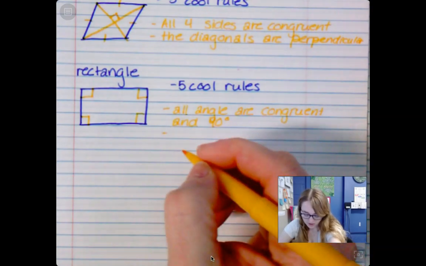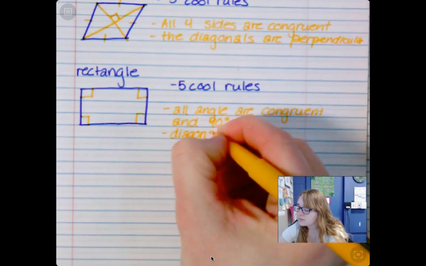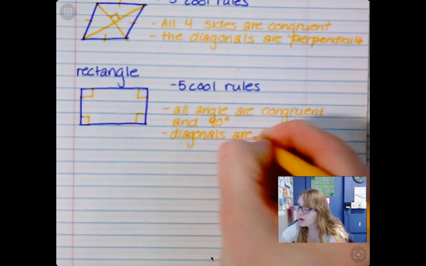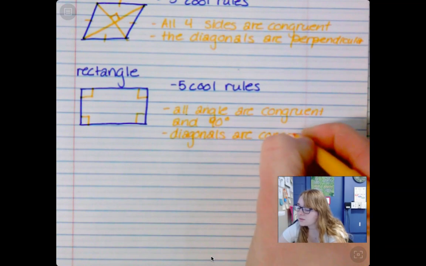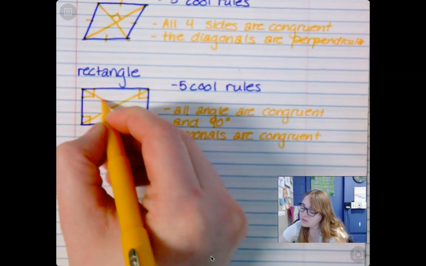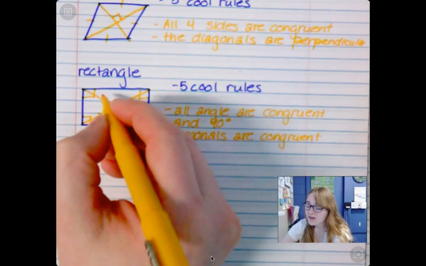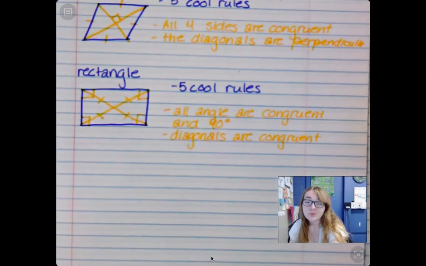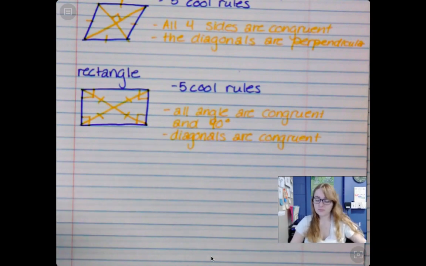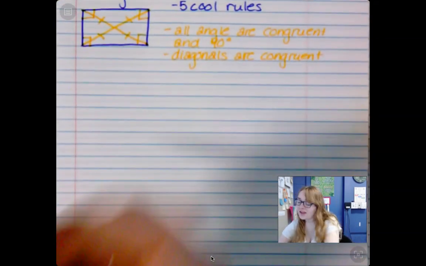And then our second new property for rectangles is that our diagonals are congruent. Okay, so this diagonal would be congruent, equal to, or the same as this diagonal. Okay, and since they bisect each other or cut each other in half, that means that each of the halves would be congruent as well. And then our final new parallelogram here is a square.